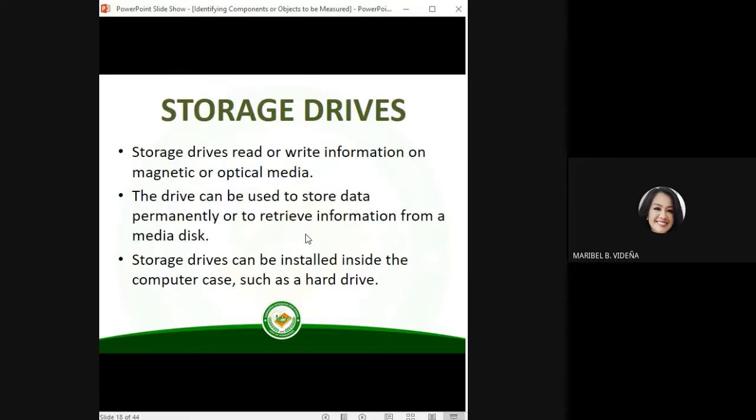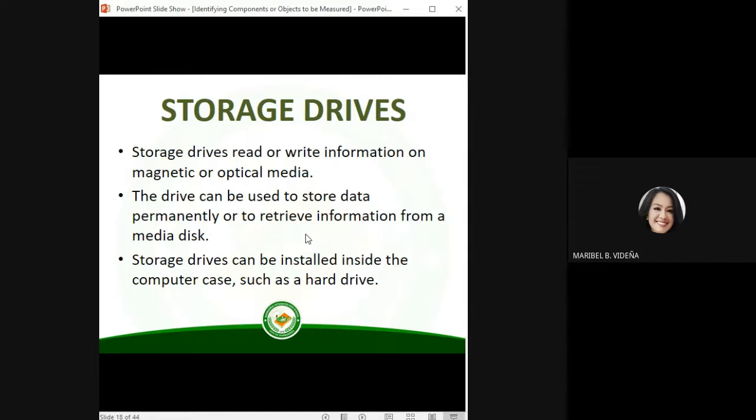Next component is storage drives. Storage drives read or write information on magnetic or optical storage medium. The drive can be used to store data permanently or to retrieve information from the media disk. Storage drives can be installed inside the computer case, such as a hard drive.